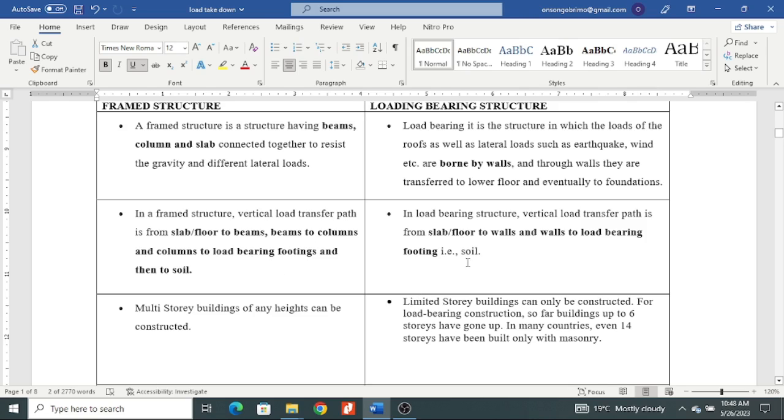But in load bearing structures, the load is from the slabs, and it could be directly to the walls or to beams and then to the walls, and then the walls transmit the loads to the footing.